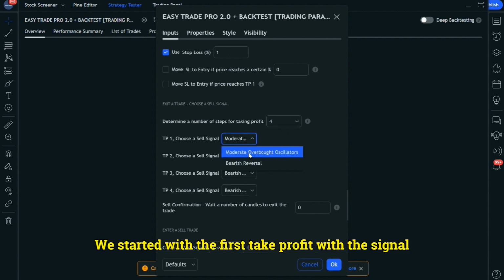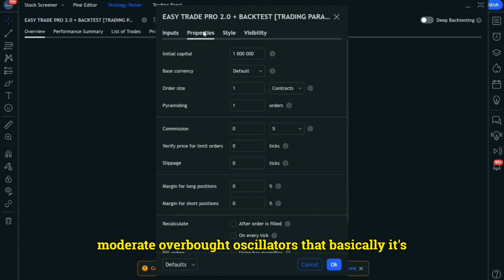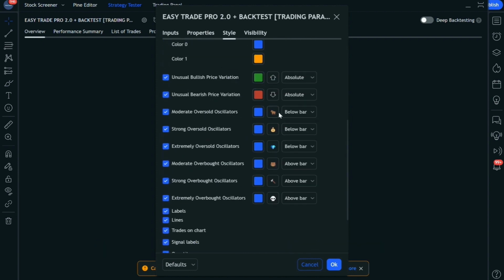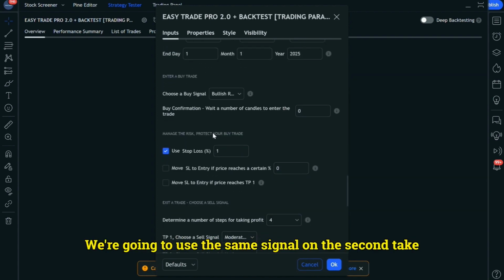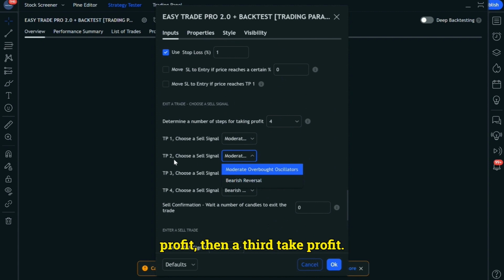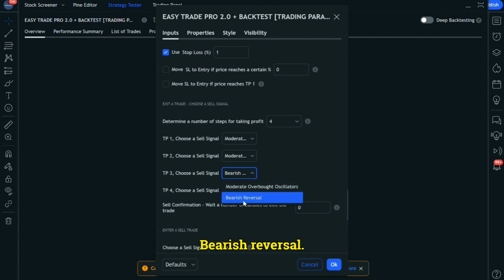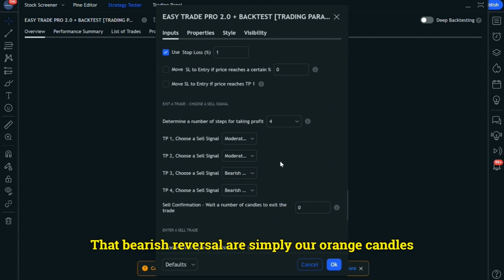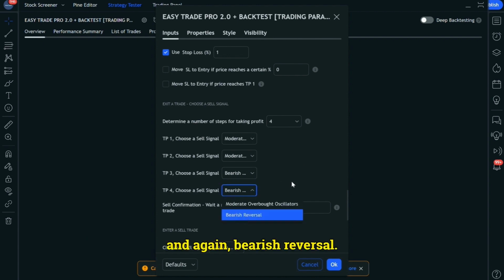We start the first take profit with the signal moderate overbought oscillators, which is basically the bear signal. We're going to use the same signal on the second take profit. Then on the third take profit, bearish reversal. That bearish reversal is simply our orange candles, and again bearish reversal.